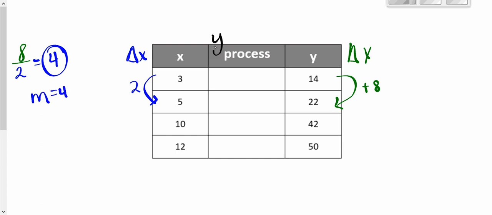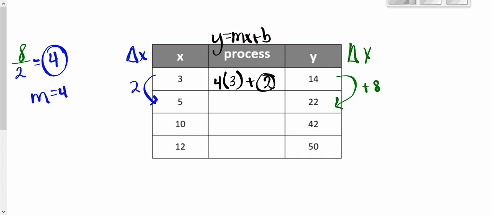So again, I know y equals mx plus b is my process. So I can begin my process by using my slope. So I can say 4 for my m times my x value, 3. And then I know I need to add something to get to here. So 4 times 3 is 12. What do I need to add to get to 14? Well, that would be 2. So my y-intercept must be 2.